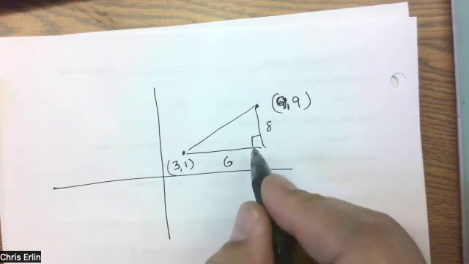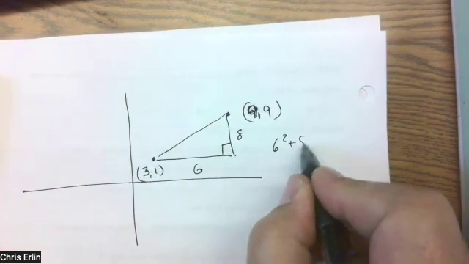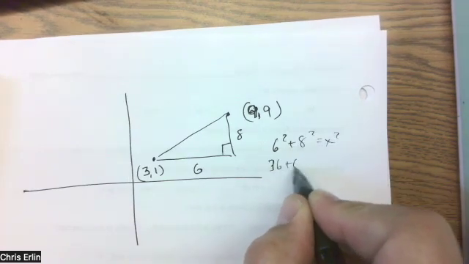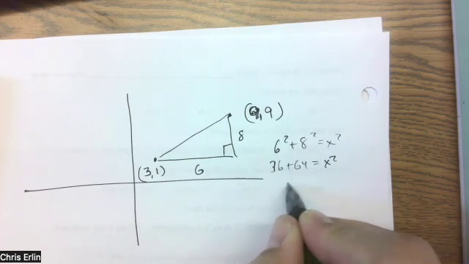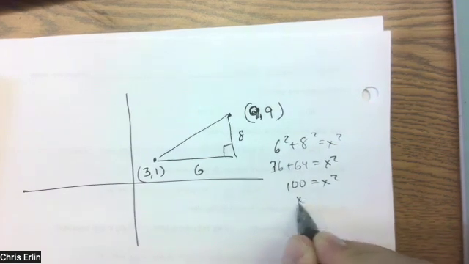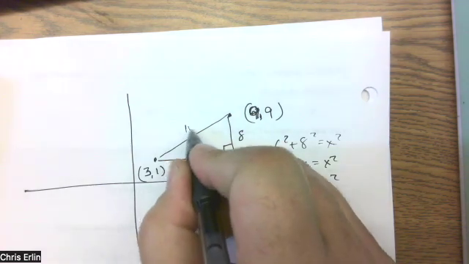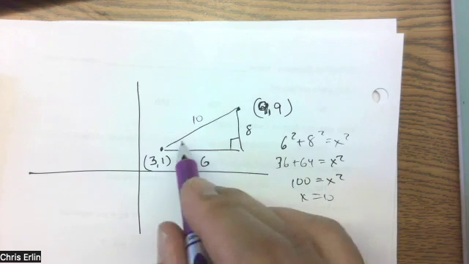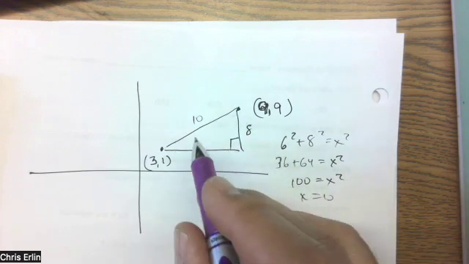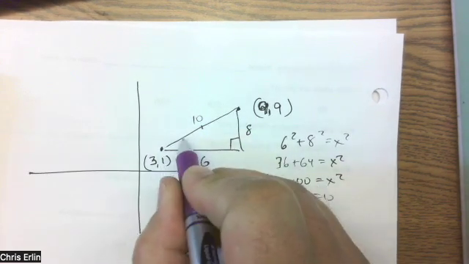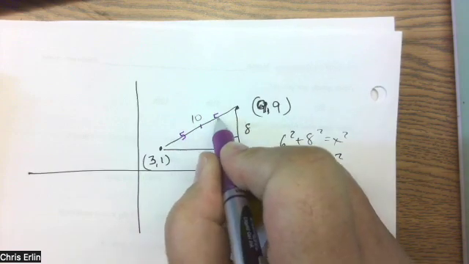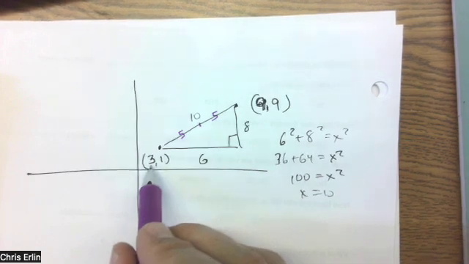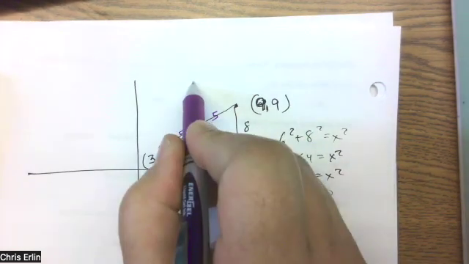Offhand? This is a special one. We'll talk about this later. But 6 squared plus 8 squared equals x squared. 36 plus 64. My pen is dying. 100 equals x squared, so x equals 10. This is called a Pythagorean triple, so it comes out nicely. So if this is 10, that means that each half is how long? 5. But what's the coordinate that would be here?